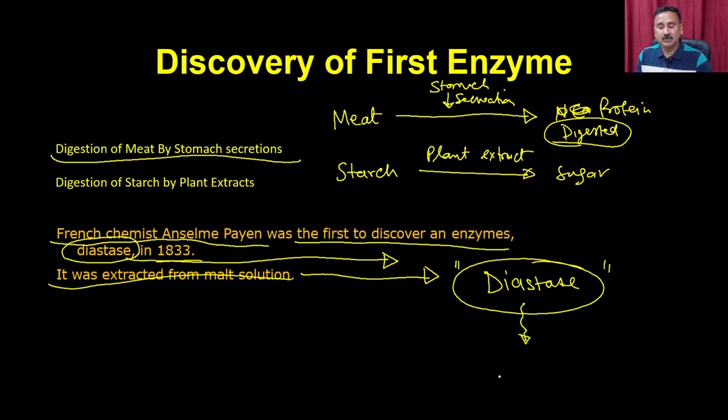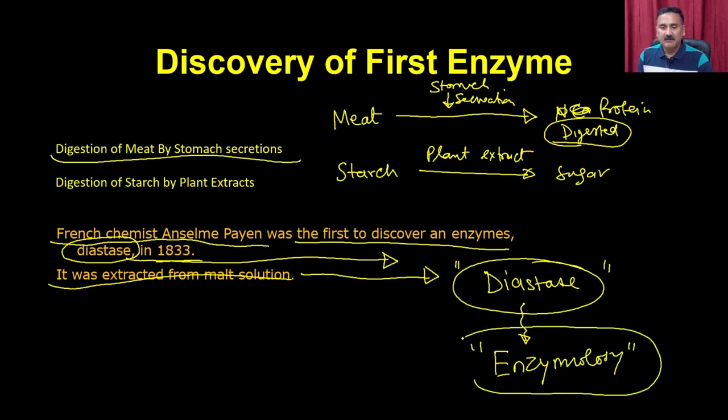started the branch of science called enzymology. Enzymology is the branch of science which studies the different properties of enzymes, okay? But enzymology took a very, very long journey to develop, and it has developed so that we can do many types of experiments, we can do a lot of things.